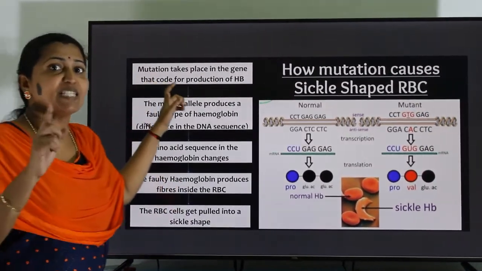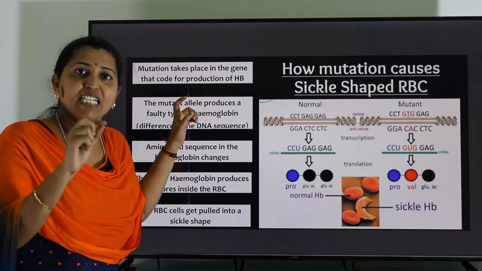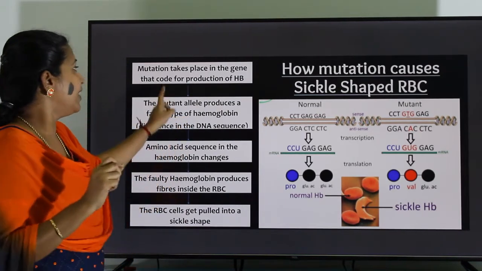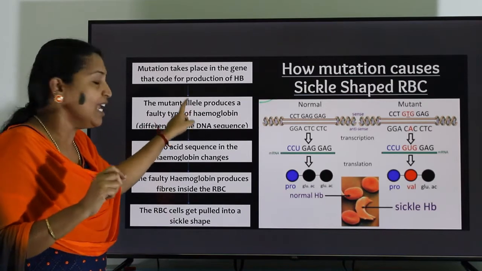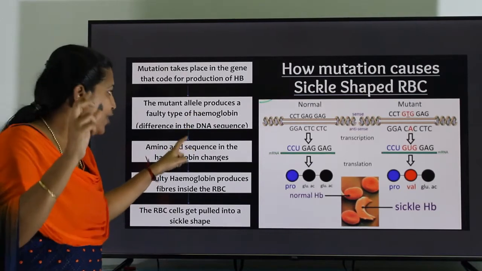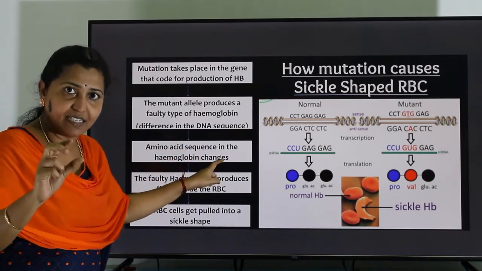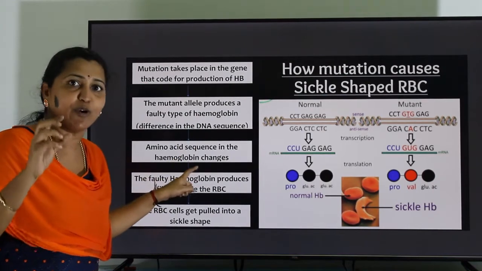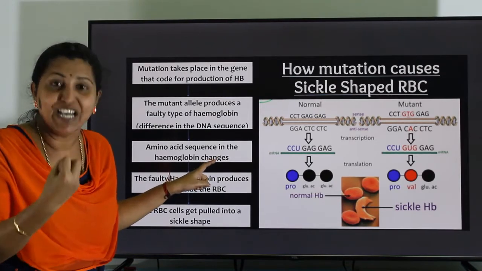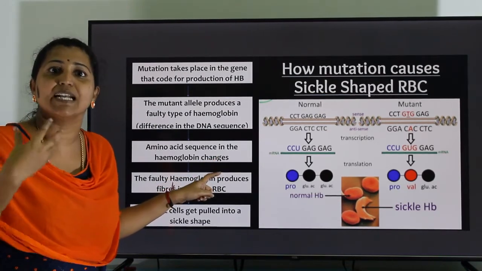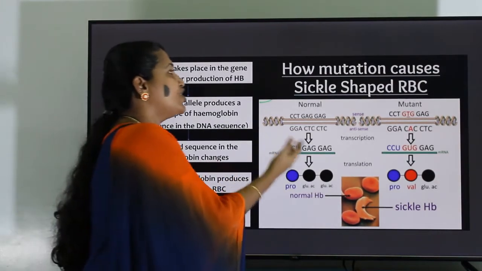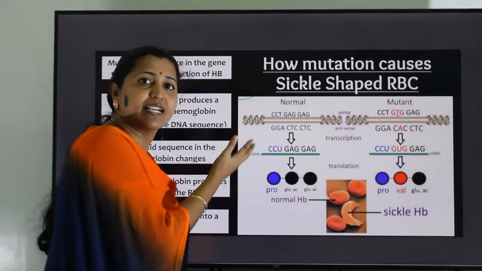I told you, where does the mutation take place? Yes, in the gene that codes for the production of hemoglobin. Because of that mutation, the mutant allele produces a faulty type of hemoglobin, so the amino acid sequence in the hemoglobin changes. Finally, the faulty hemoglobin produces fibers. What will these fibers do? They will pull the RBC so that the RBC becomes sickle shaped. Is it clear? Yes. Now we can see the diagram which shows how mutation causes sickle shaped RBC.